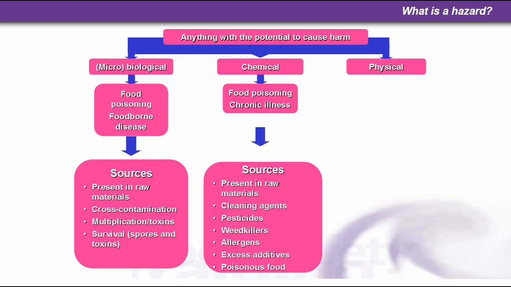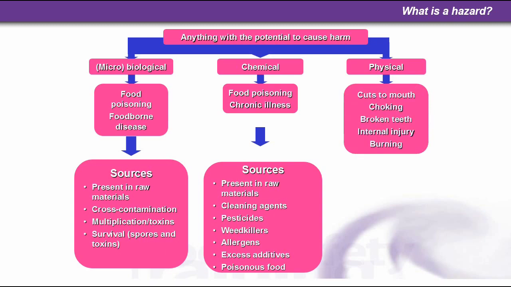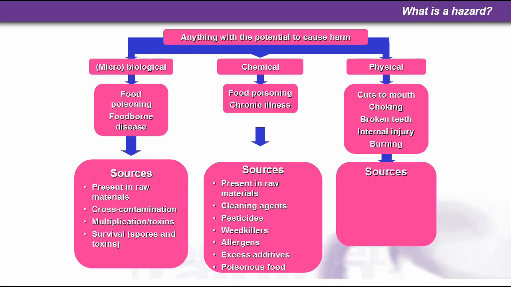And the last one is physical contamination, something you can actually see, cuts to the mouth. They could cause choking, broken teeth, internal injury and burning. Again, sources similar to the other two could be present in raw materials, or foreign bodies could be introduced during production and preparation.